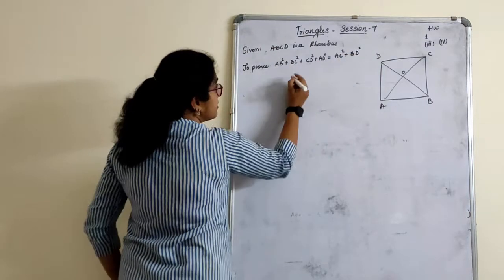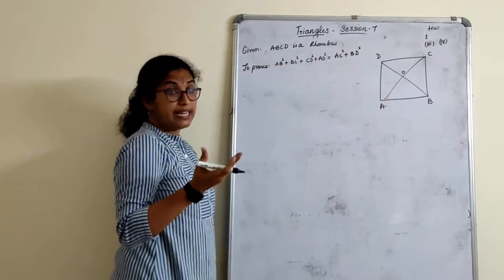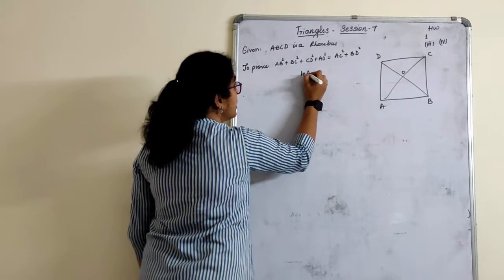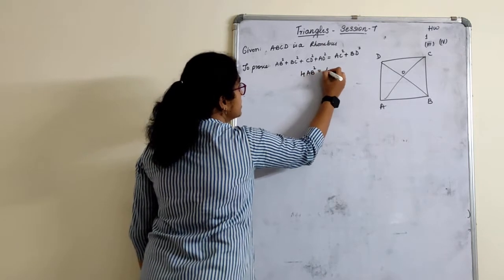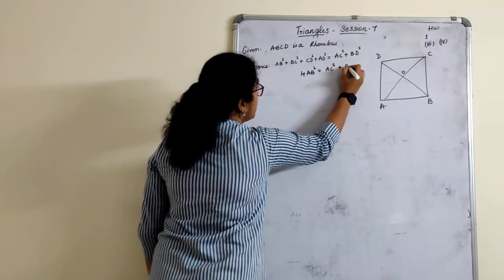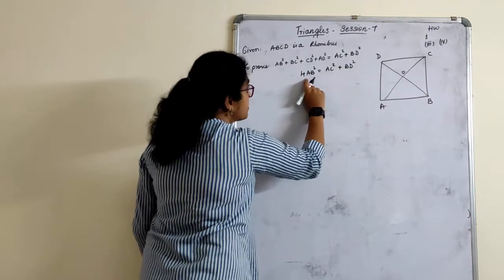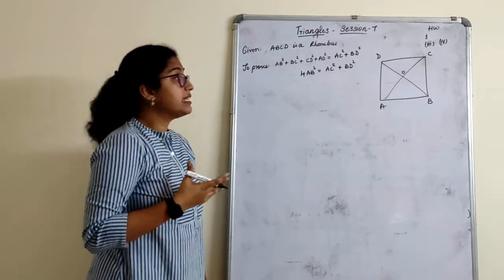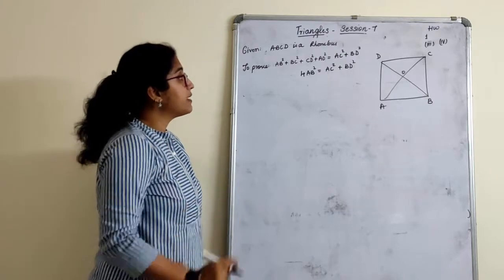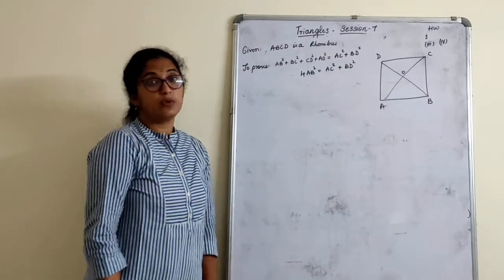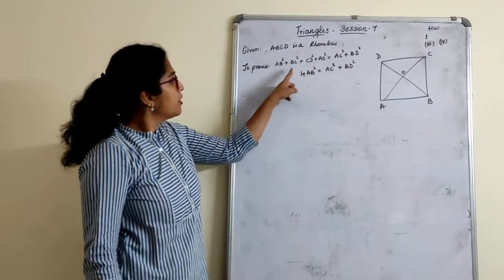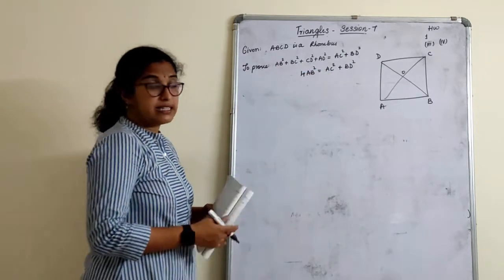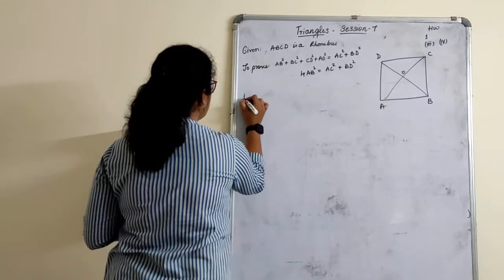This can also be written as: choose any one side, because in a rhombus all the sides are equal. 4 times AB square is equal to AC square plus BD square. Sometimes only this statement is given. In ABCD is a rhombus, prove that 4 times AB square is equal to AC square plus BD square. It's one and the same. 4 times AB means all these are equal. In a rhombus all the sides are equal. Proof.